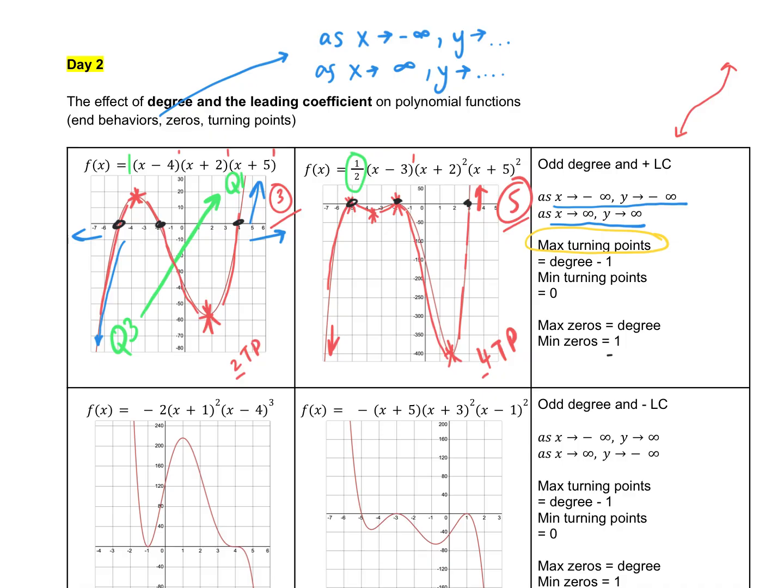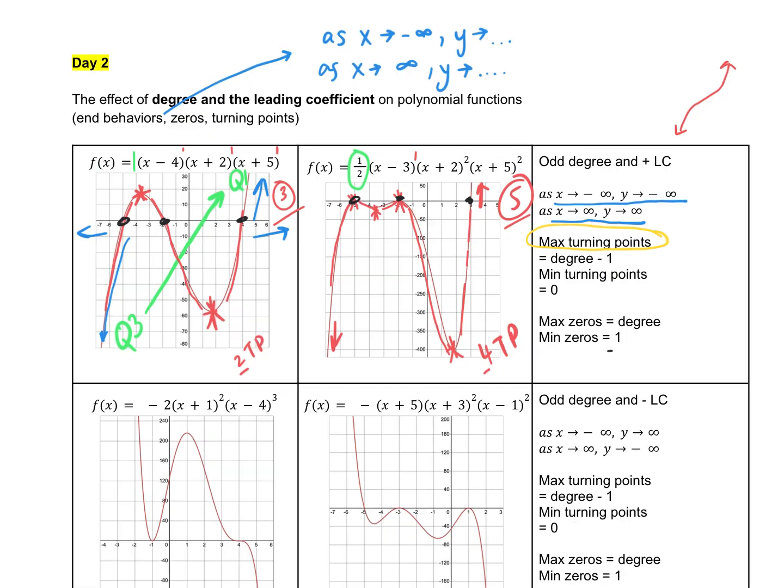Okay, that was a lot there. Let's look at more odd degree polynomials, but this time the leading coefficient will be negative. So let's take a look here.